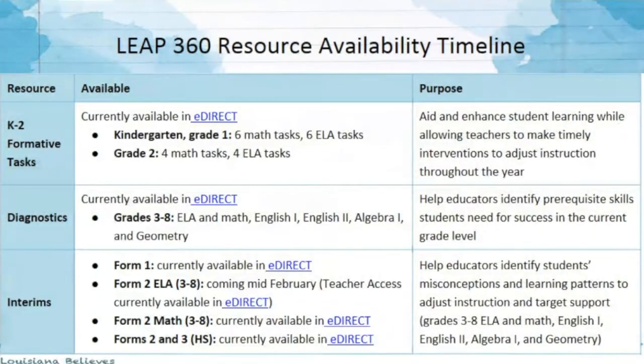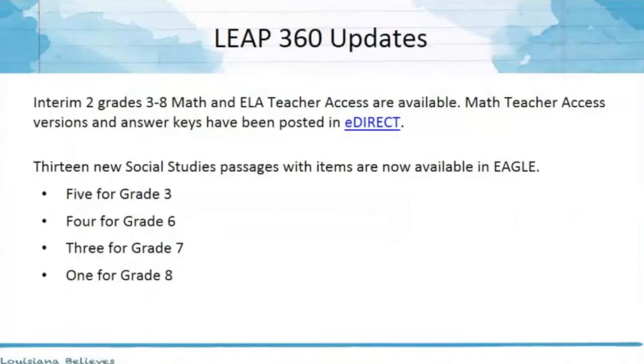For LEAP 360, we just have a couple of reminders. The most recent update to LEAP 360 is that Form 2 for grades 3 to 8 math is available for students to take. Around the middle of February, we'll have Form 2 for ELA grades 3 to 8, but keep in mind that teacher access is available for Form 2 ELA. Also, 13 new social studies were added into EAGLE for grades 3, 6, 7, and 8.